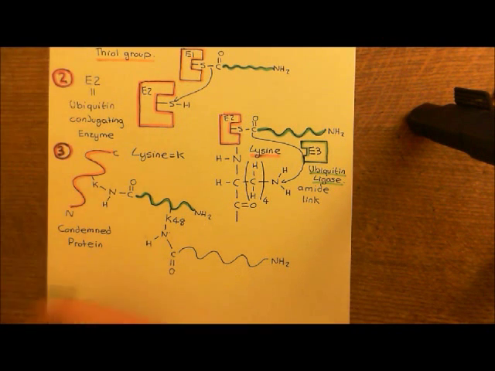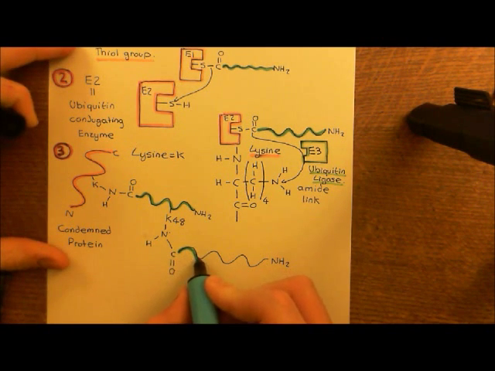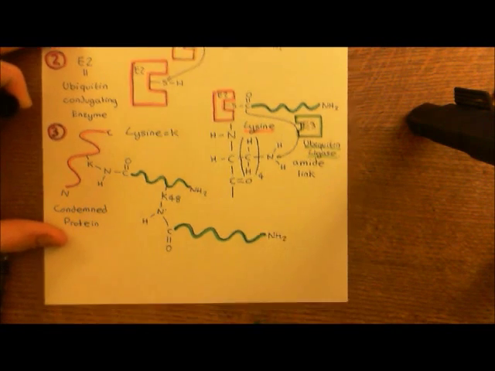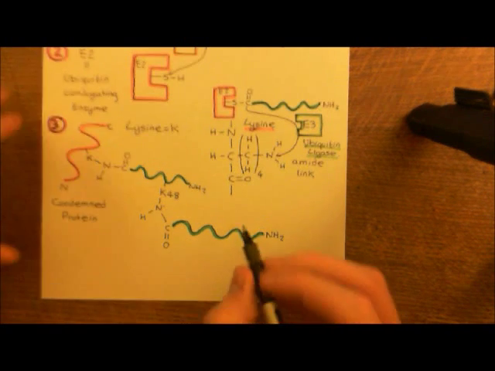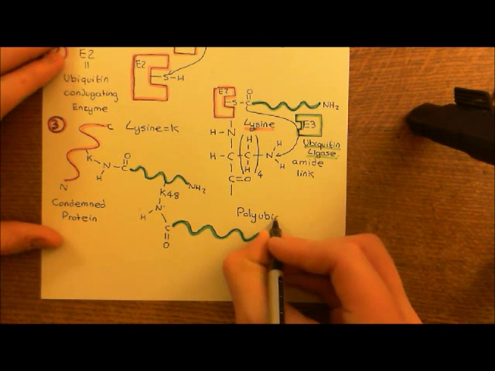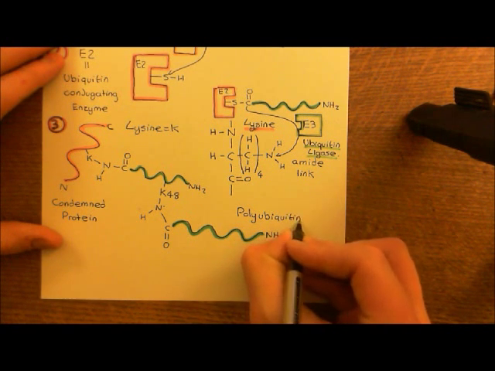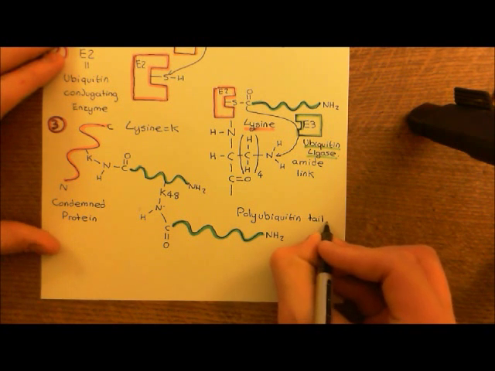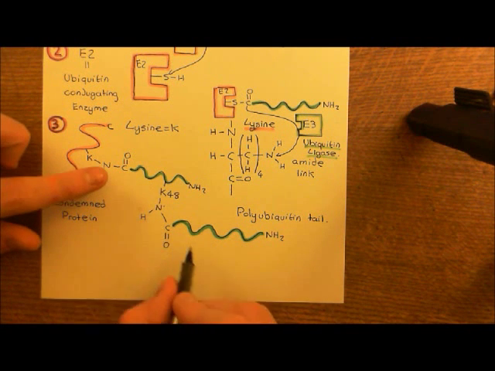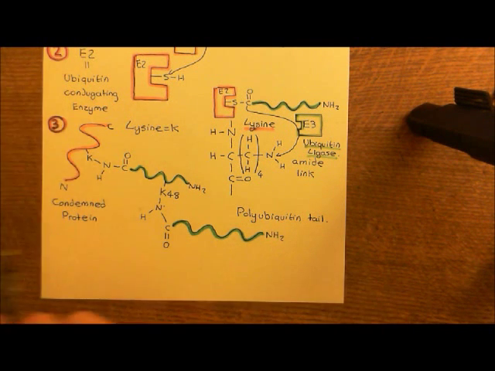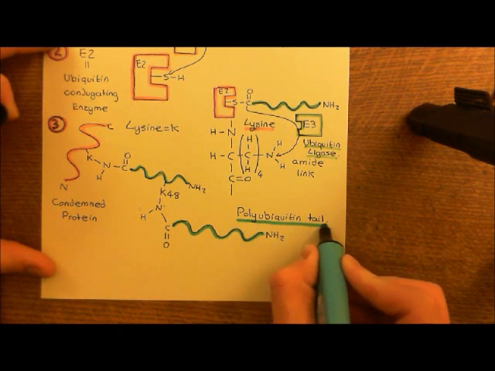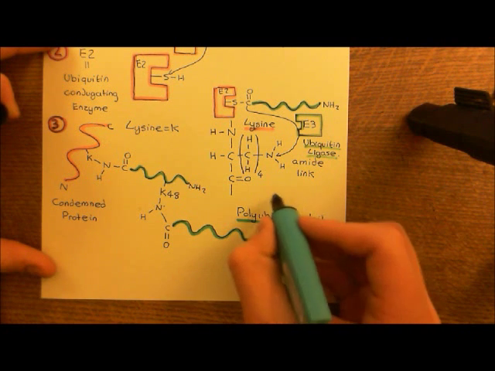And of course you can continue on. This next ubiquitin molecule will also have a lysine 48, and you can attach another ubiquitin molecule onto that, and so on and so on. And you can form what's known as a polyubiquitin tail. Now, in order to get a condemned protein to actually be degraded by the proteasome, it needs to have at least 4 ubiquitin molecules within the polyubiquitin tail. So to get a proteasome to take your protein seriously for degradation, it needs to have at least 4.